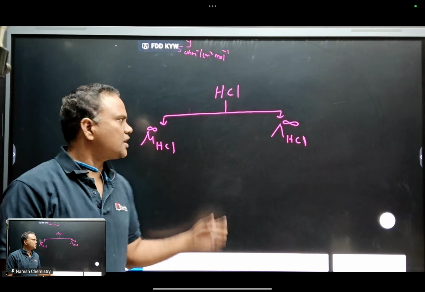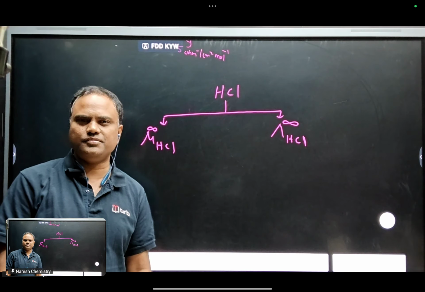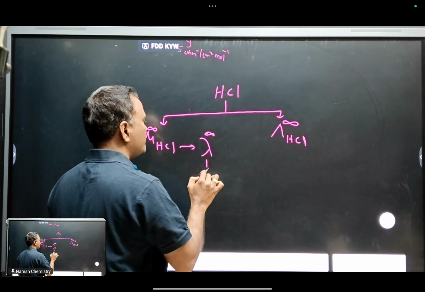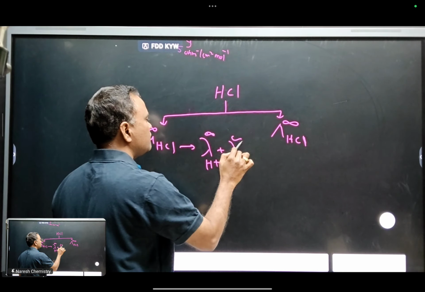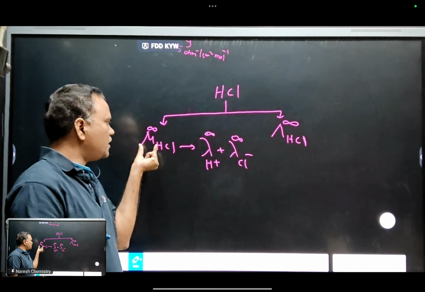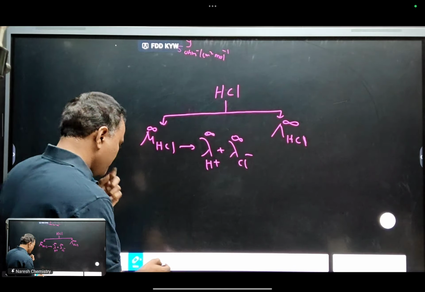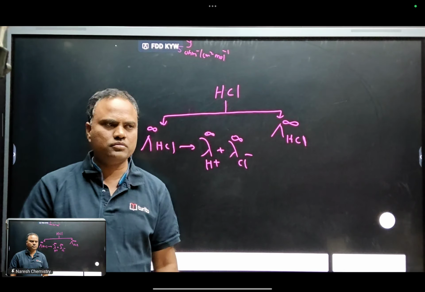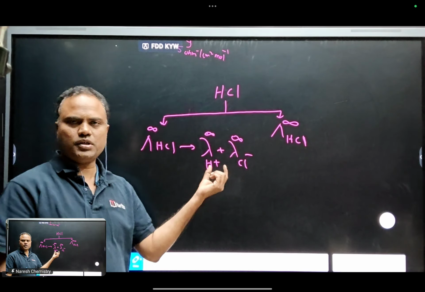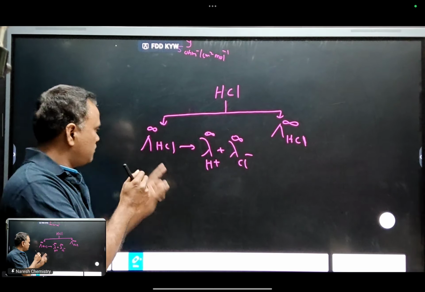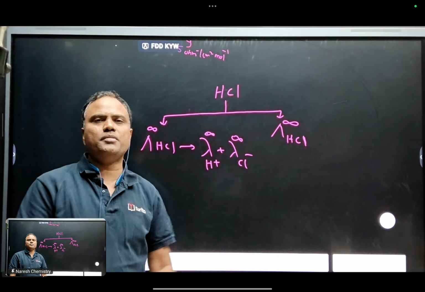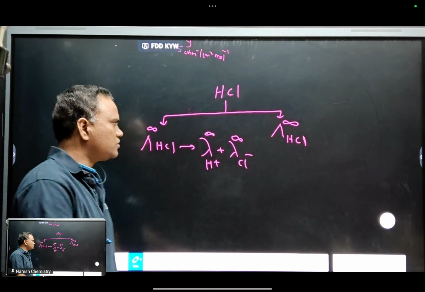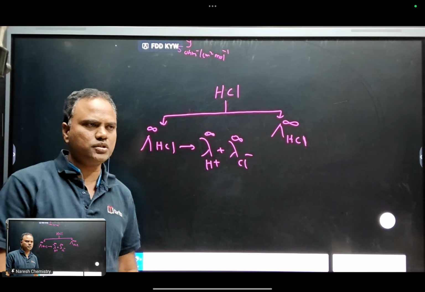What is the conductance of HCl at infinite dilution? Lambda infinity H plus plus lambda infinity Cl minus. See, capital lambda for molecule, small lambda for ion, or sometimes they will give capital lambda also, nothing will happen. Small lambda for ions in general is the original way to take. But in some books, they will give directly lambda. That is also correct only.